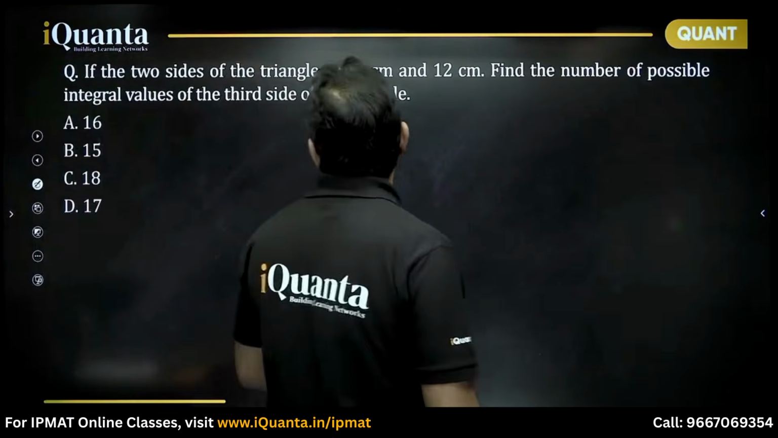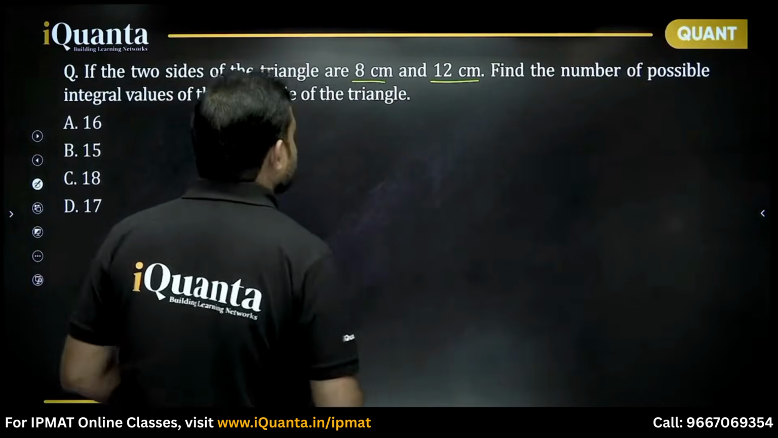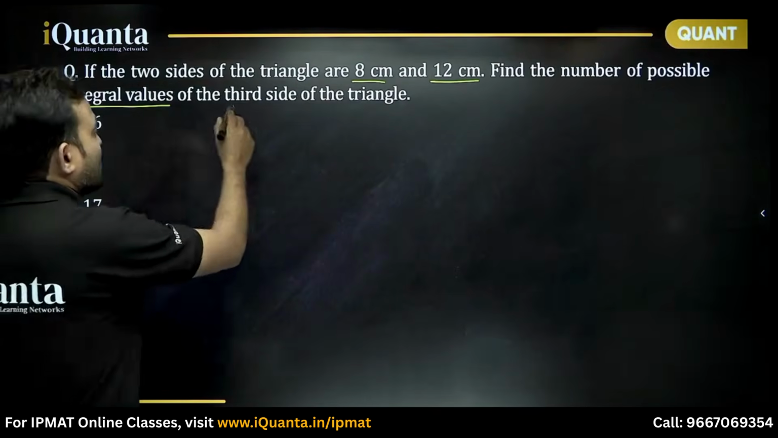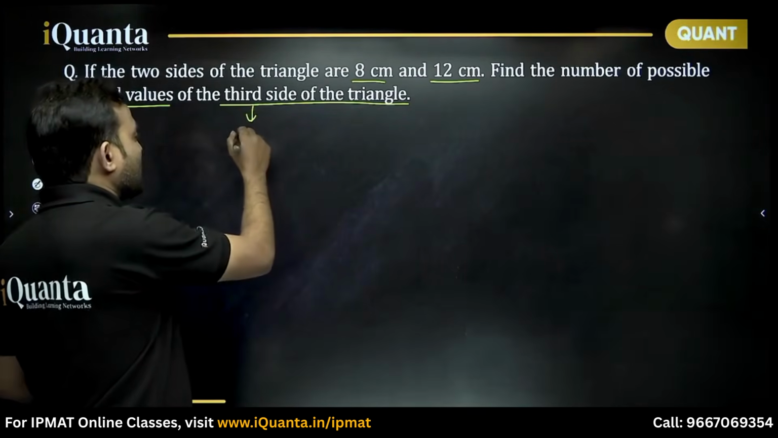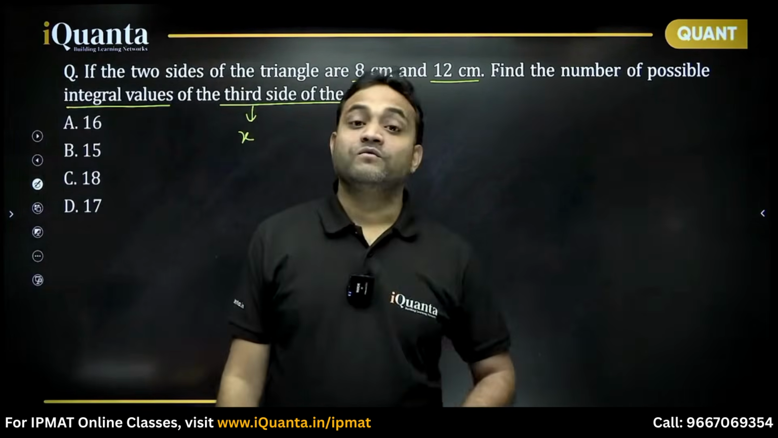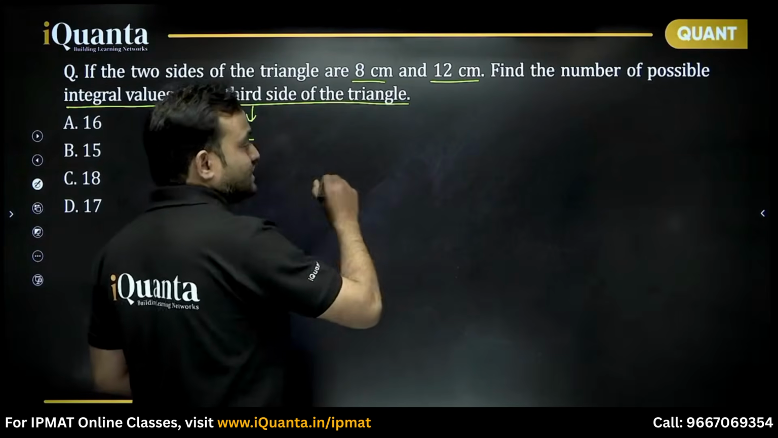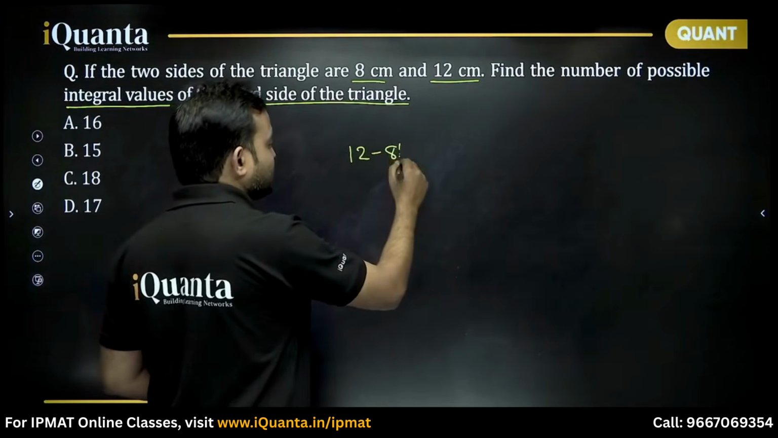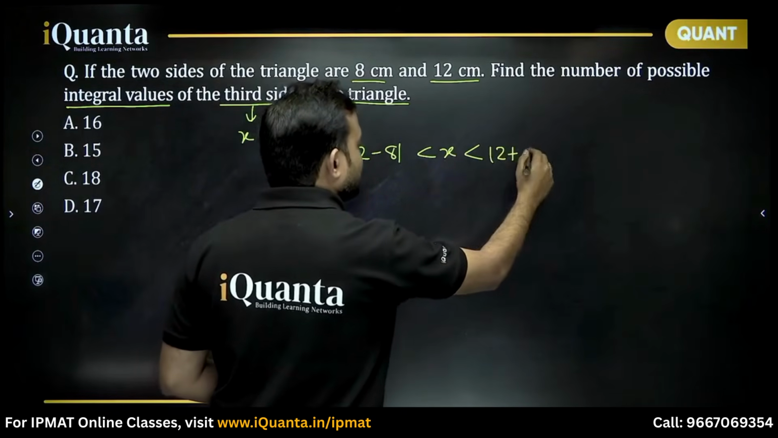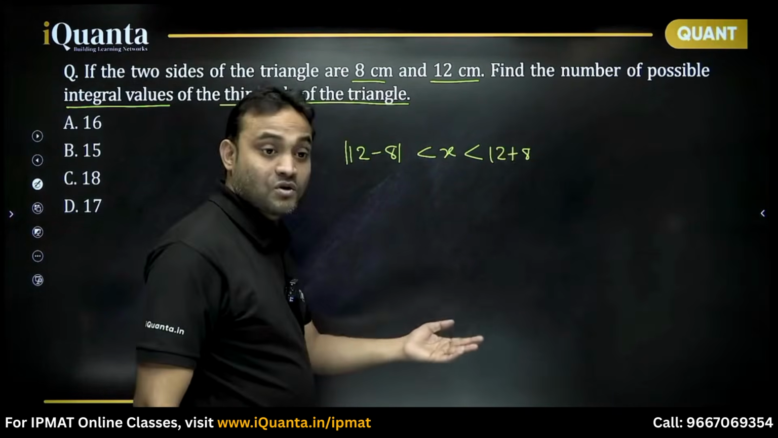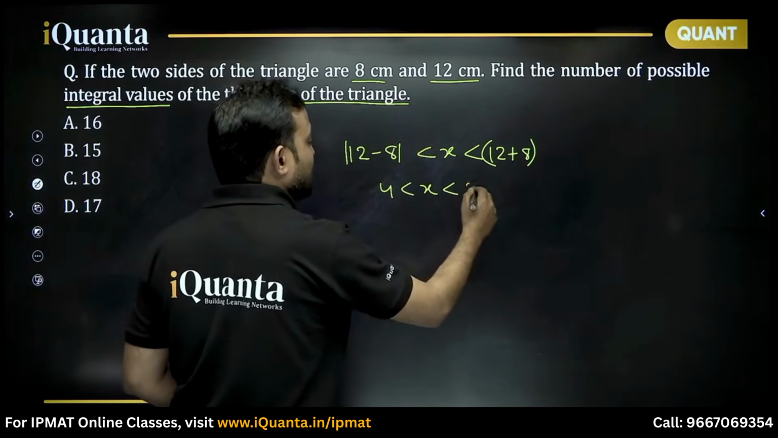Second question, if the two sides of the triangle are 8 cm and 12 cm, find the number of possible integral values of the third side of the triangle. Now let's say the third side is x. So what we can say with the properties of sides of a triangle is that any side must be greater than the absolute difference between the other two sides and less than the sum of the two sides. So in that case, we can say x must be greater than 4 and less than 20.